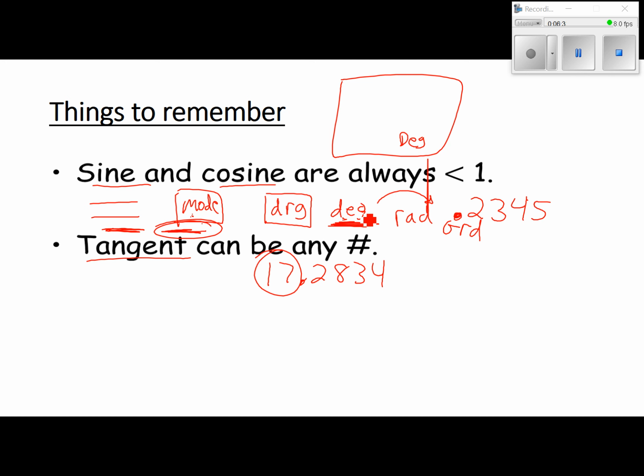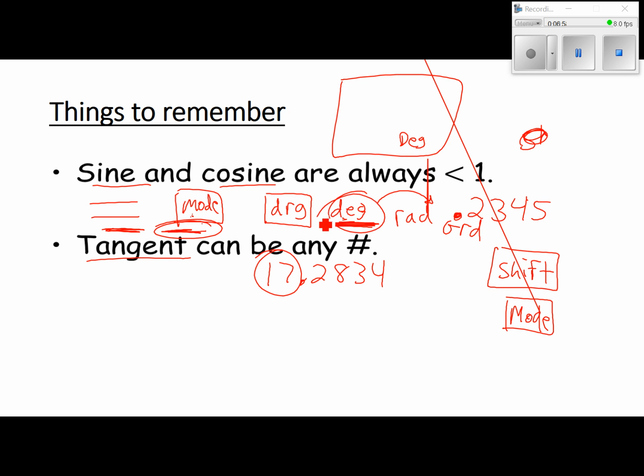you the wrong answer. For the Casios, I'm trying to remember what it was. On the Casios, you have to hit the shift button, then you go over and hit the mode button. You go into that mode screen, and it says degrees. You scroll down to it and hit enter, and it'll put it on degrees. So make sure that it's in degrees.